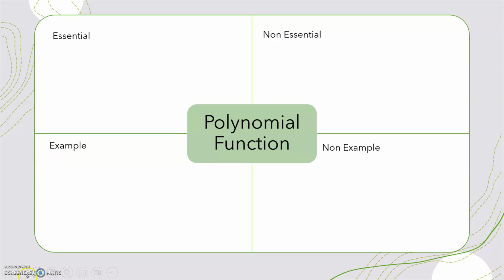I'm going to start in the example box. This is an example of a polynomial function. 3x squared minus 9x plus 12x to the fifth plus 6 is a polynomial function. And this is a non-example of a polynomial function. So this is something that looks a lot like a polynomial function but isn't. So if I have 3x to the negative 2 plus 5x to the 1/2.